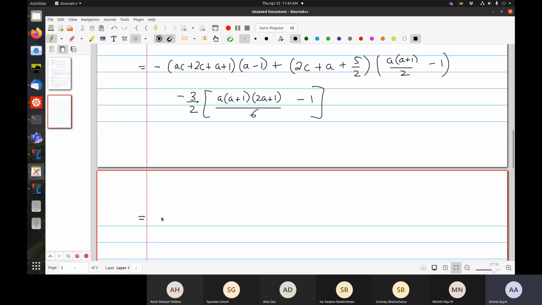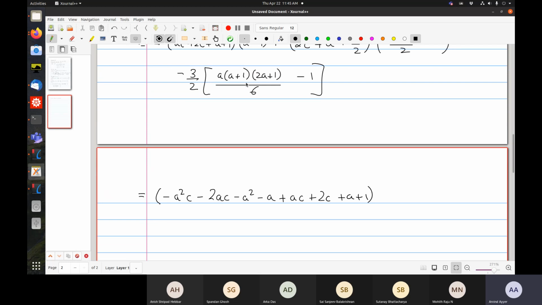Okay, so let me group these terms separately so that there's no confusion. So I'll take this term first. So I get minus A squared C. Let me take the term proportional to A. So then minus 2AC minus A squared minus A, and then the term proportional to 1, but now there's an extraordinary sign. So this is plus AC plus 2C plus A plus 1. So that's the first term.